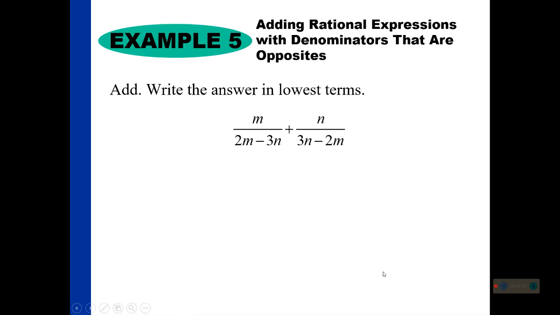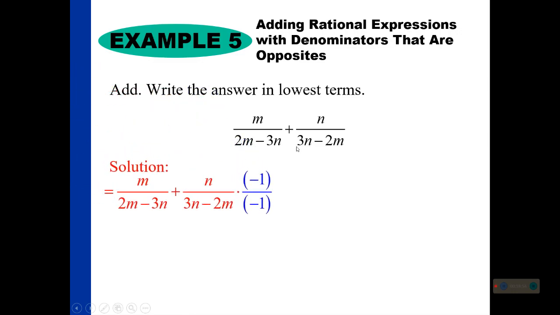Okay, so let us have example 5. Okay, so we have denominators that are opposite. As you have seen, we have positive 2m here and negative 2m on the second denominator. And on the first denominator, we have negative 3n, but on the second denominator, we have positive 3n. So in this case, you are going to multiply by negative 1, so that you may obtain here negative 3n just like on the first denominator.